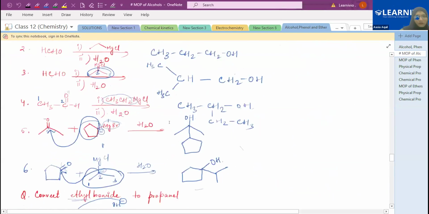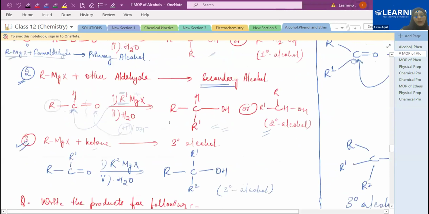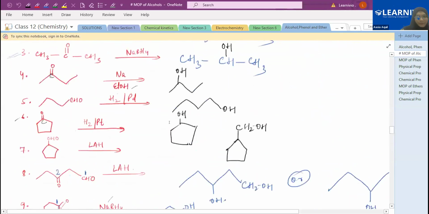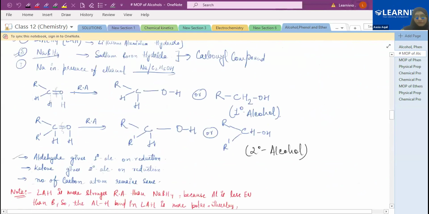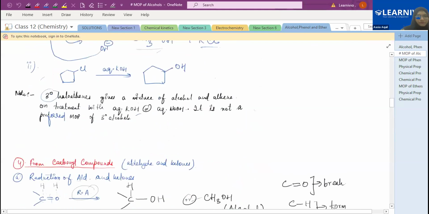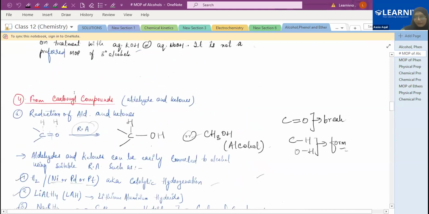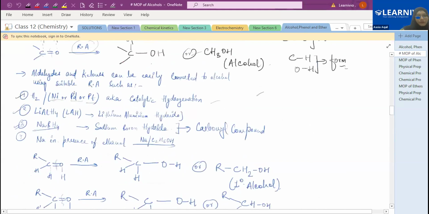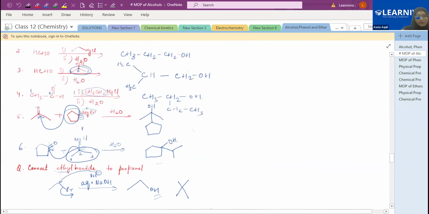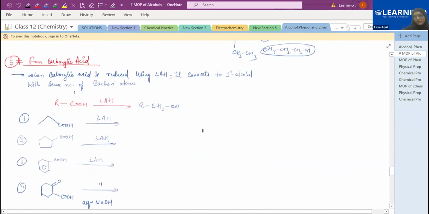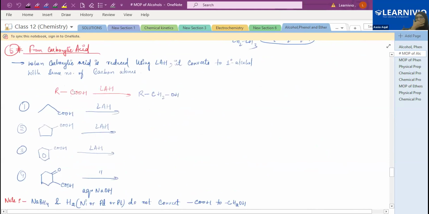We just discussed the preparation by carbonyl compounds, right? Is there any doubt till here? Is it clear? Okay. So today's topic is how we can prepare the corresponding alcohol from carboxylic acid. That's again a very important and interesting topic: preparation of alcohols from carboxylic acid.